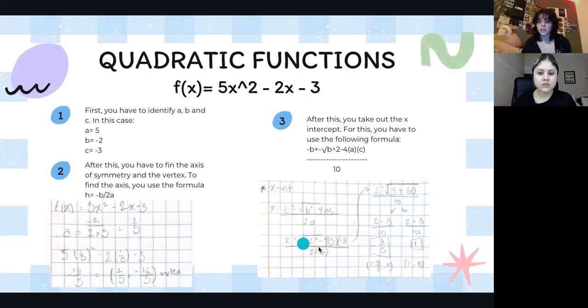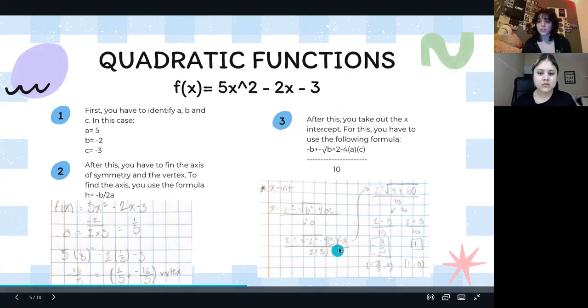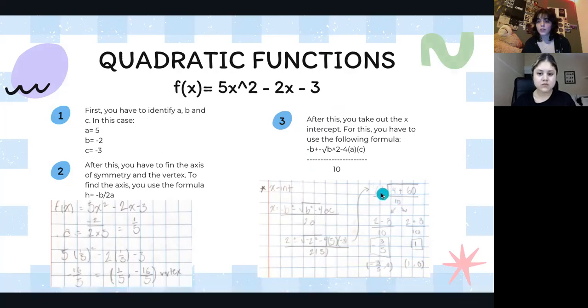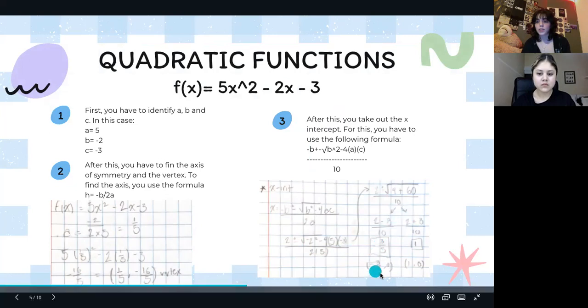And you do the process. And in here, when you get to the root, you have to split them into negatives and positives. So you will have 2 answers, and these are the 2 points of the x-intercept.